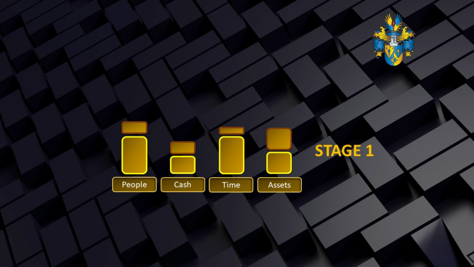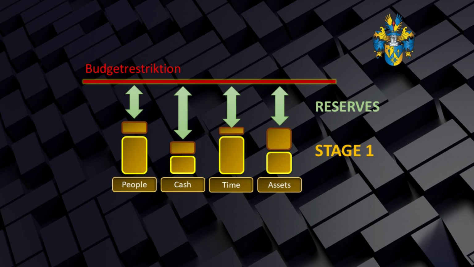Of course, resources are limited. To simplify it, I put one red line that represents the budget restriction for people, time, cash, and assets. And as we see, we are below the line with stage 1, so we are fine. We still have reserves. This is your first duty as a leader, to know what is going on in your area and to ensure that you have enough reserves to continue daily operation. It all looks fine here. Now, let us go back.